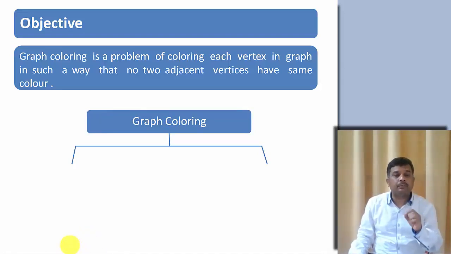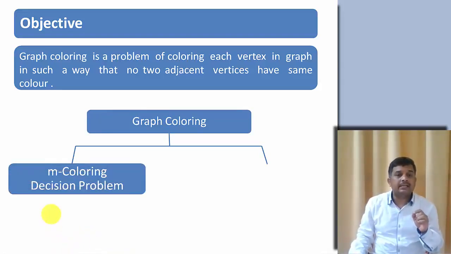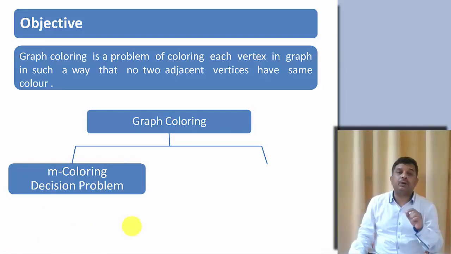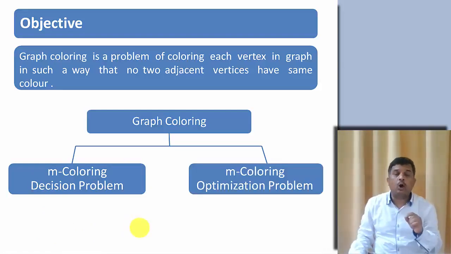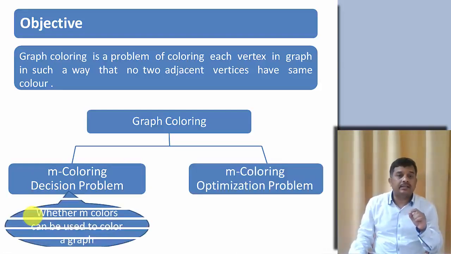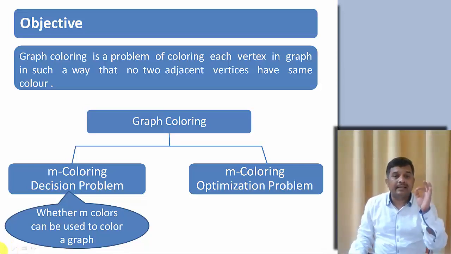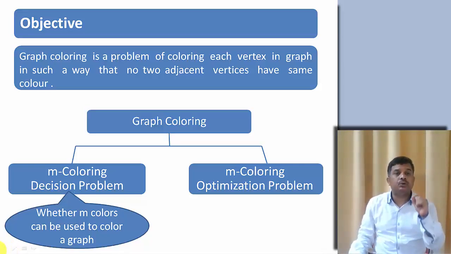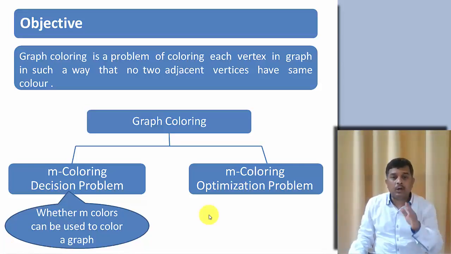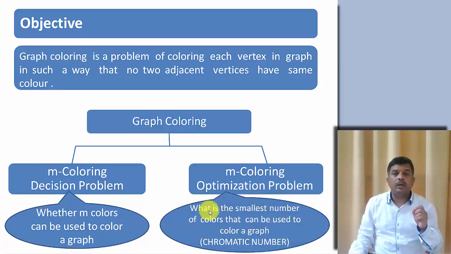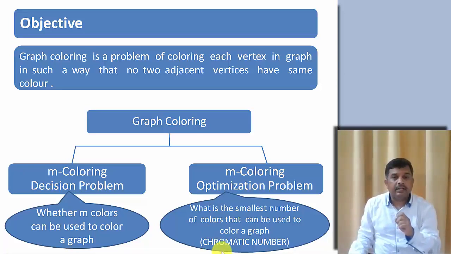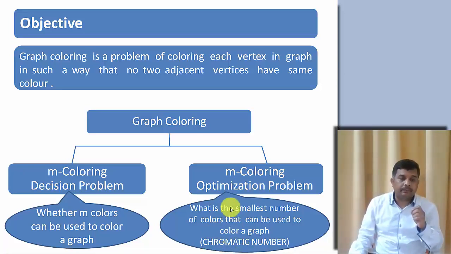The graph coloring problem I can define as the M coloring decision problem and the M coloring optimization problem. The decision problem asks whether M colors can be used to color a graph. In the M coloring optimization problem, we have to find the smallest number of colors that can be used to color a graph. That is also called the chromatic number.